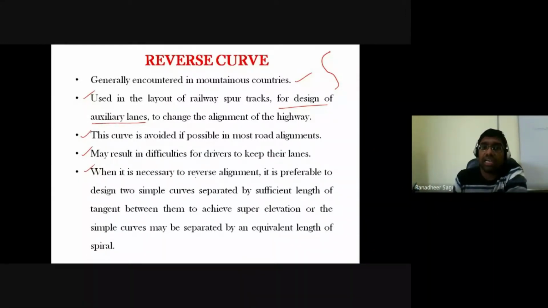When it is necessary to reverse your alignment, when it is necessary to compulsorily provide a reverse curve, it is preferable to design two simple curves. Yes, we are going to design two simple curves. This is one simple curve, another simple curve like this. By separating those two simple curves by a sufficient length of tangent distance between them, you can achieve a proper superelevation without any discomfort for your travel.